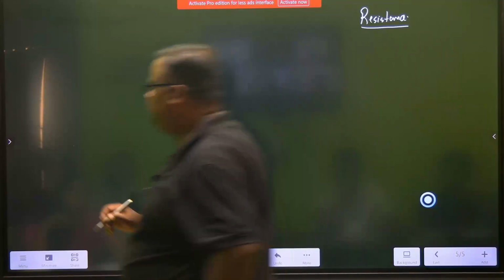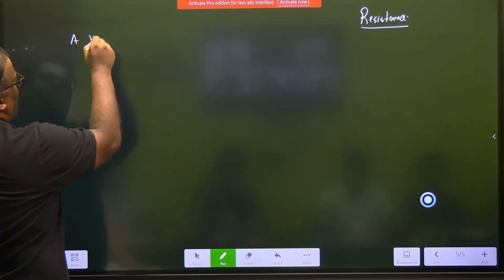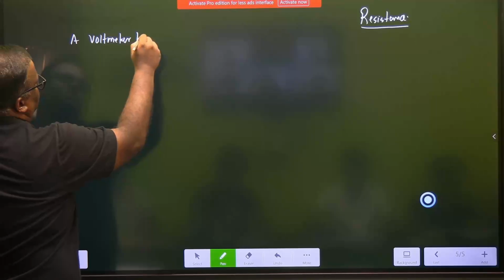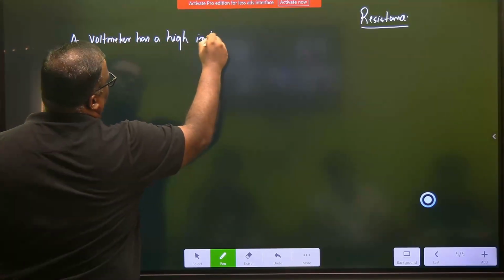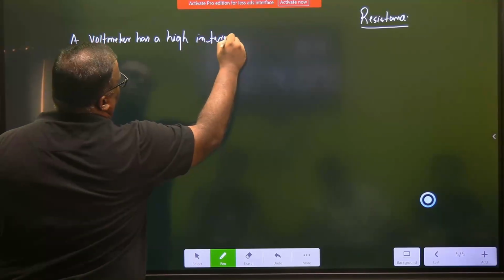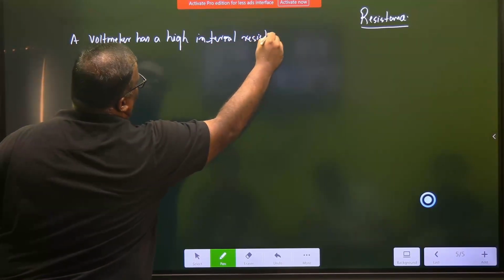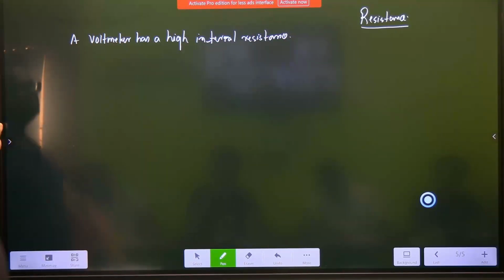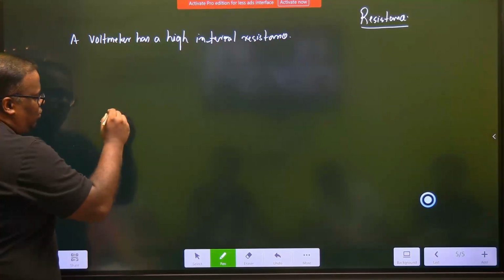So we say that a voltmeter has a high internal resistance. Now let's understand why. Why does it have a high internal resistance? Let's see. For that, let us design one small circuit. Try and understand, it won't be that difficult for you.